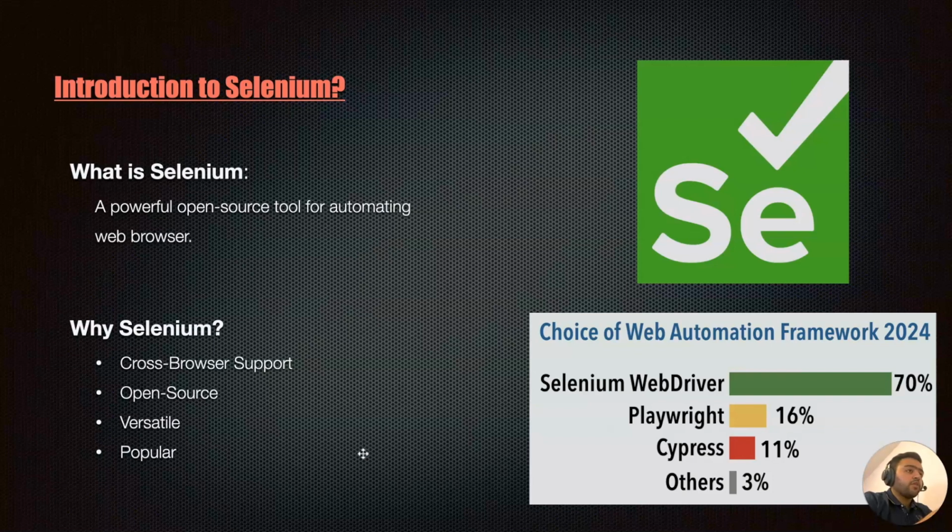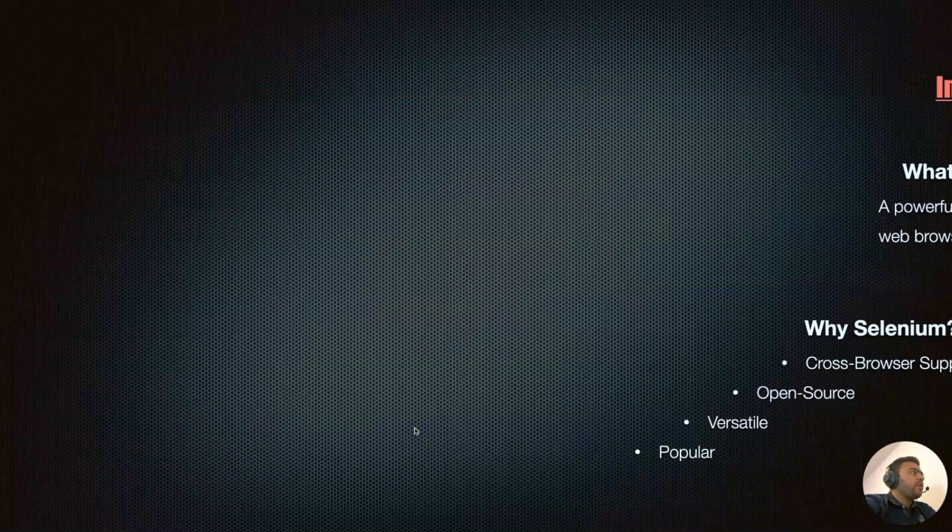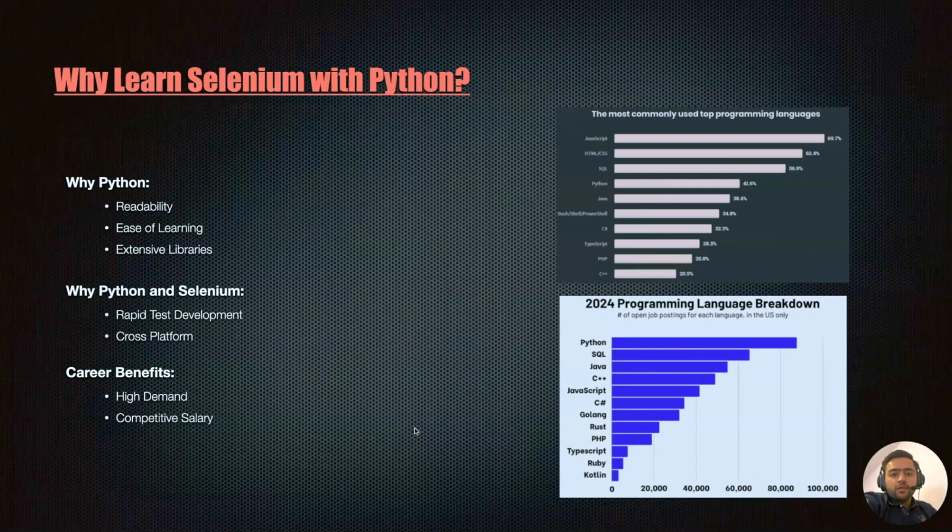It's versatile because it can be integrated with multiple programming languages, and it's popular. As you can see on the right, there is this chart in which you can see that up till now in 2024 it is the most used web automation framework. Moving on, in this series basically we will be using Python.